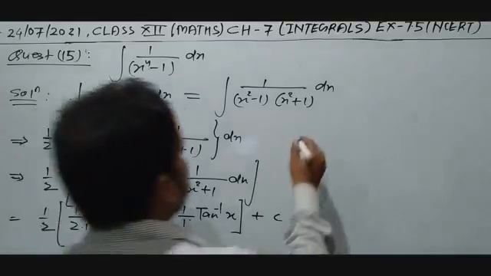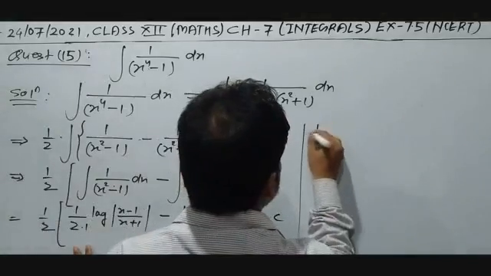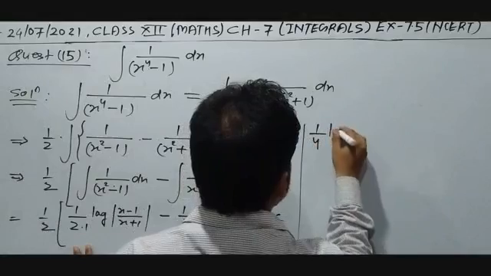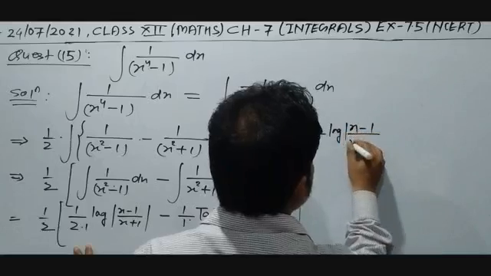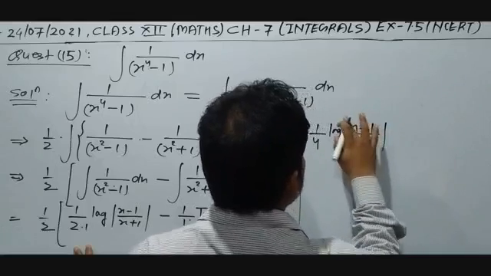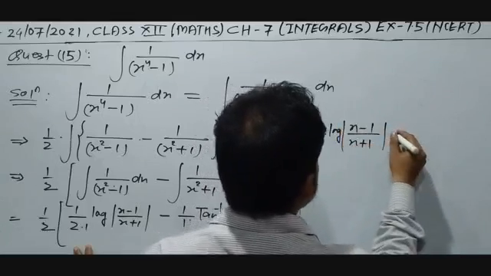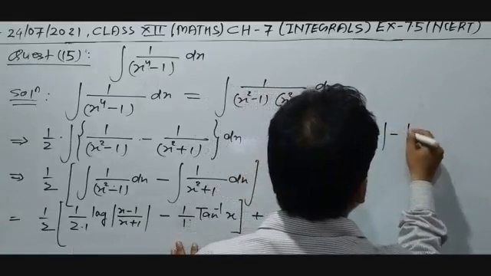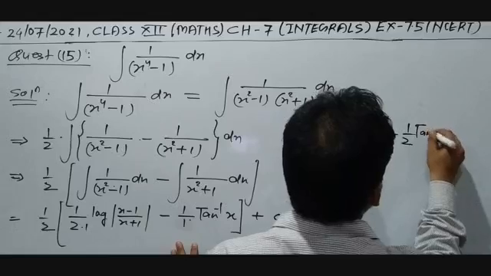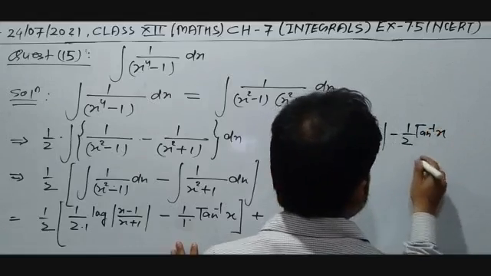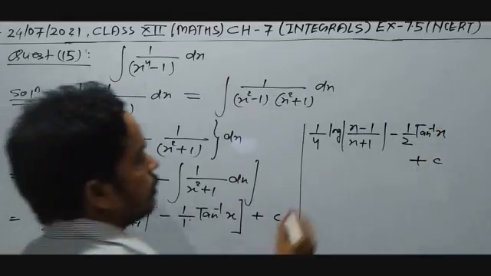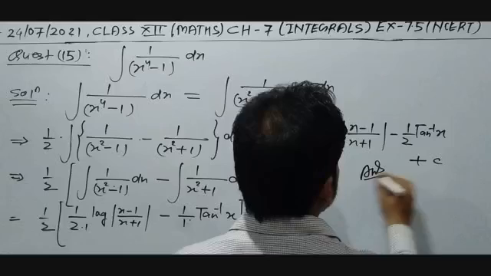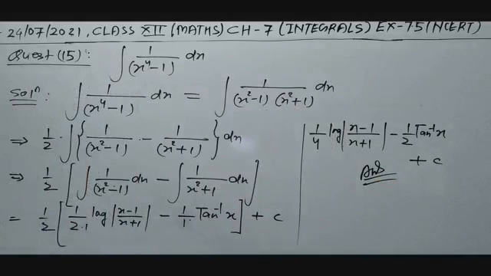So the answer will be 1 by 4 log of mod of (x minus 1) whole upon (x plus 1) minus 1 by 2 tan inverse x, now plus c. This will be the answer. Now question number 15 is completed.